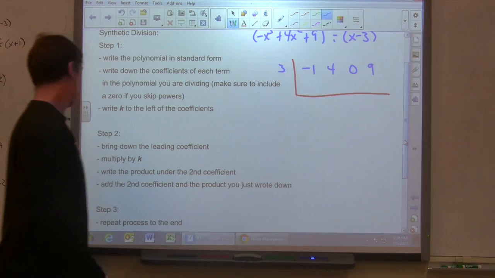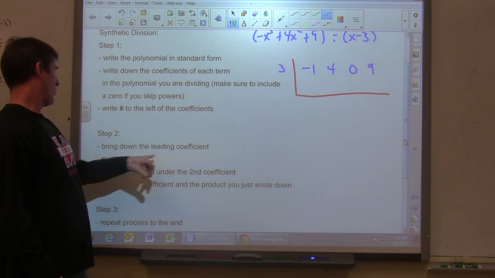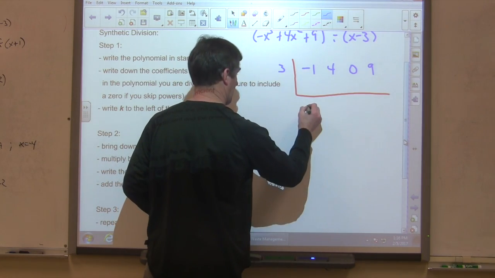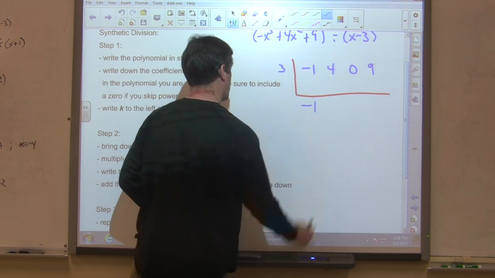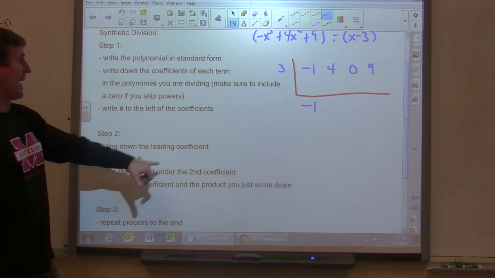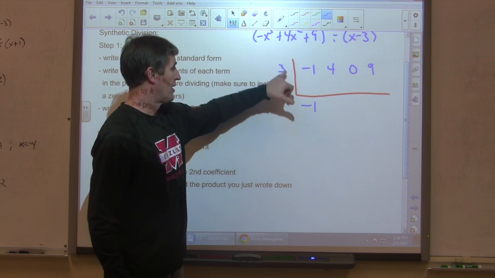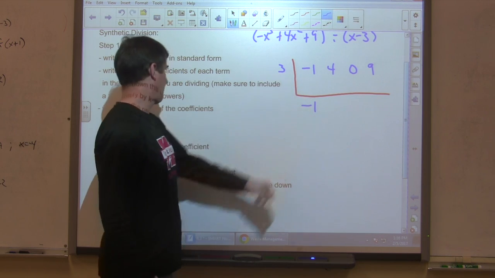After we've got this written out, bring down the leading coefficient. So we bring down our leading coefficient, which in this case is negative 1. And we multiply by k. So we're taking k, which is 3, and multiplying it by this negative 1. 3 times negative 1 is negative 3.